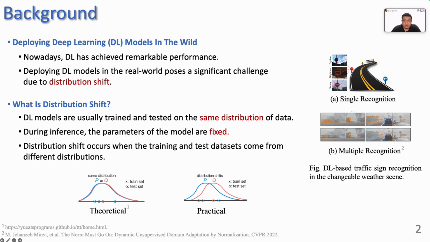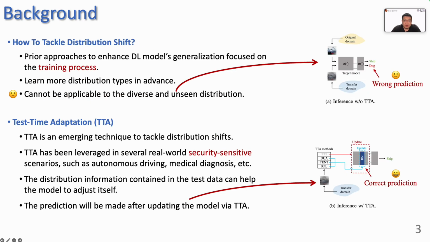Note that distribution shift is common in the real world, such as deep learning-based traffic sign recognition systems in changeable weather scenarios. So, how to tackle distribution shift? Previous methods to enhance deep learning models' generalization focus on the training process, to let the model learn more distribution types in advance. However, these methods cannot be applied to diverse and unseen distributions.